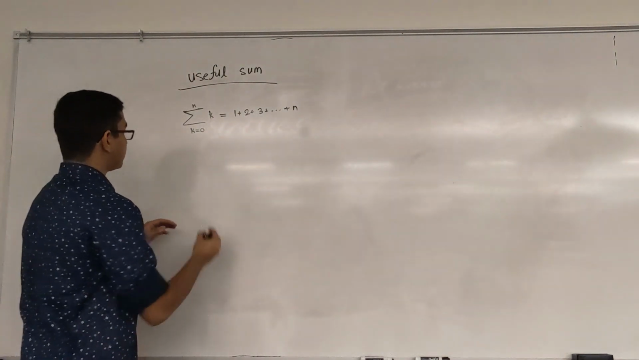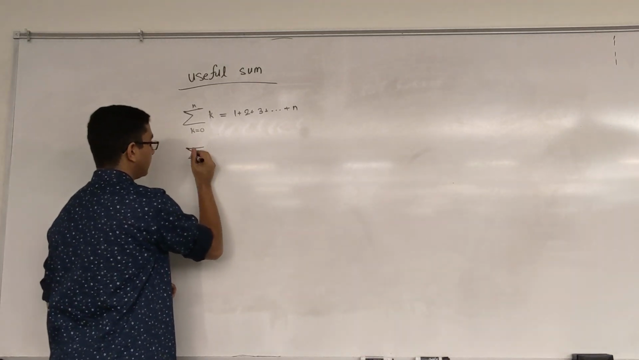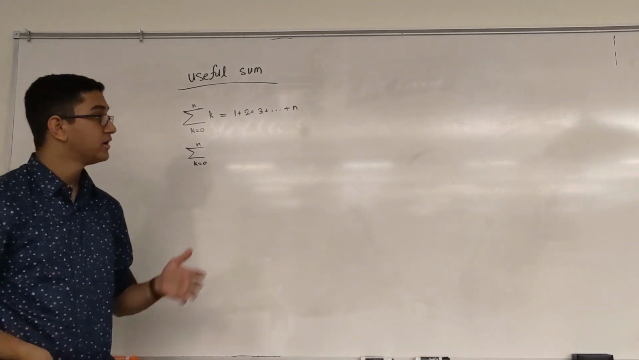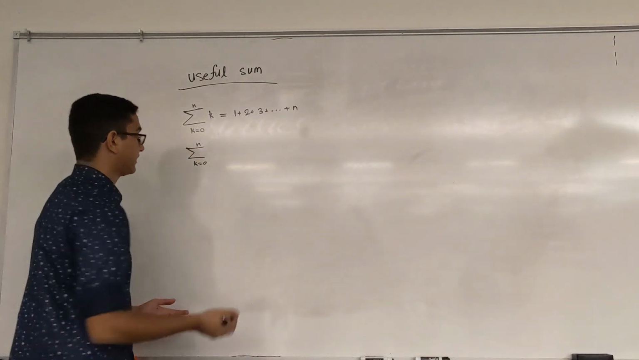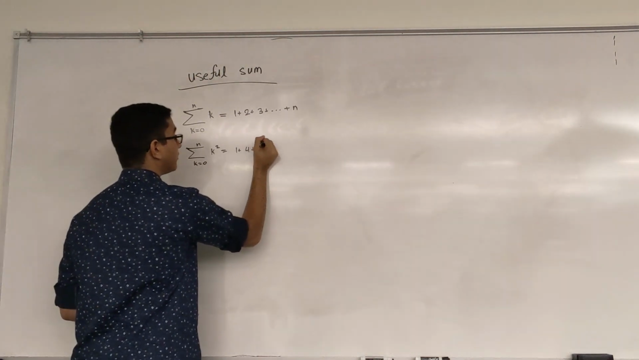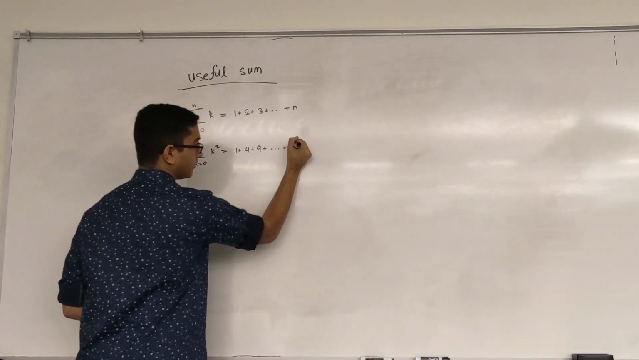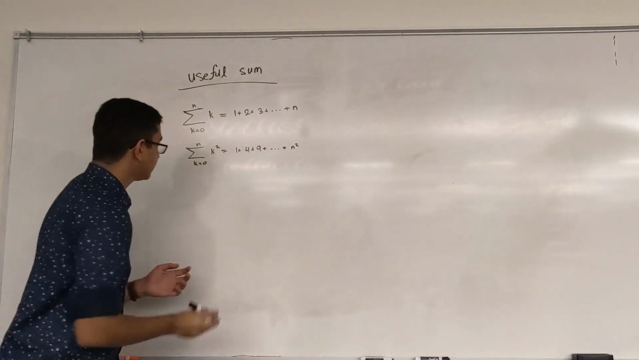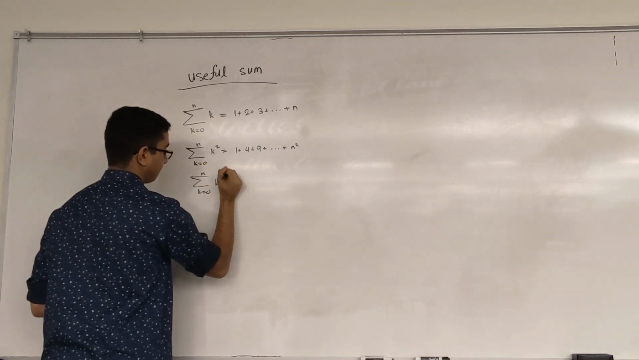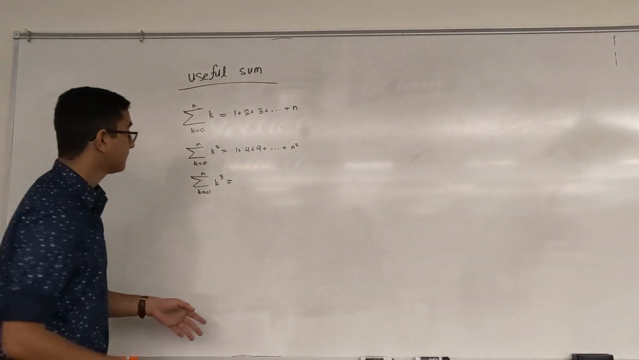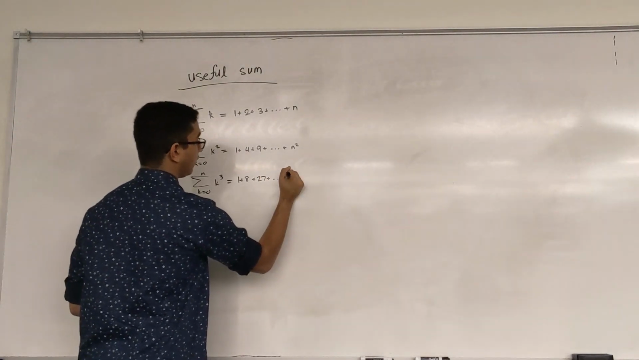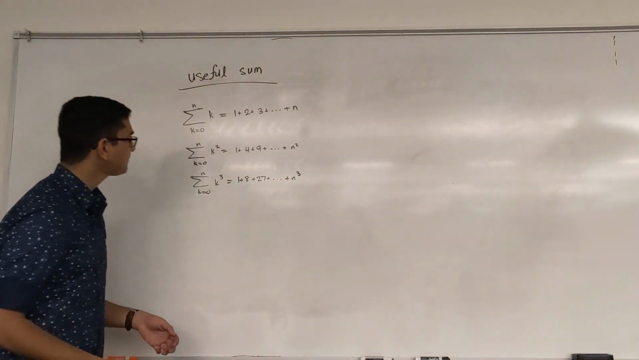Similarly, we also have the summation of k equal to 0 to n, but now rather than k to the first, which is k, we'll do k to the second, or k squared. And that's just going to be 1 plus 4 plus 9 plus all the way to n squared. And then similarly, last one, k cubed instead of k squared. And that's just going to be 1 plus 8 plus 27 plus all the way to n cubed. Okay?